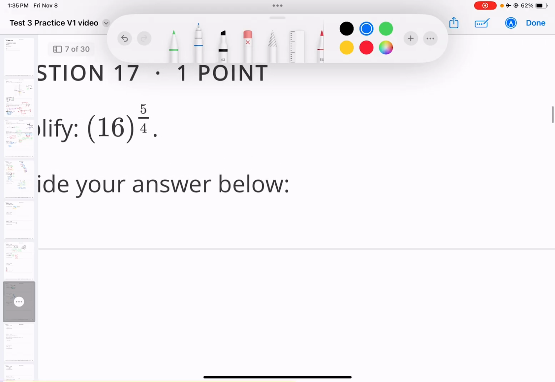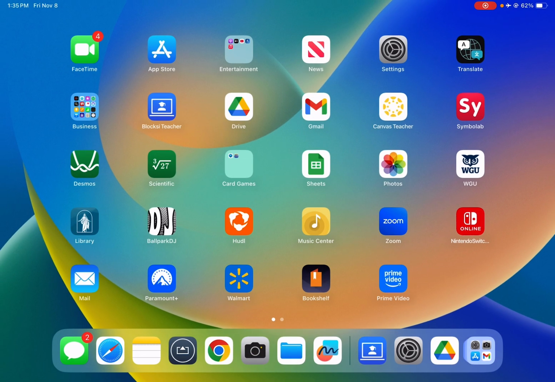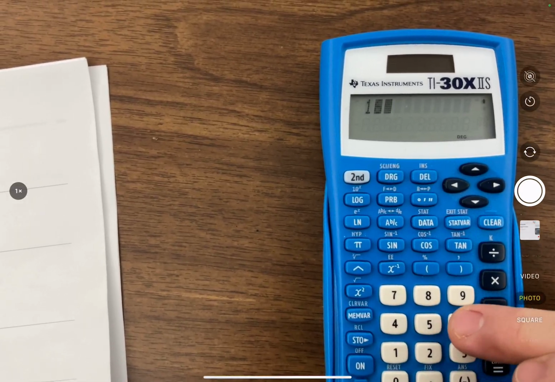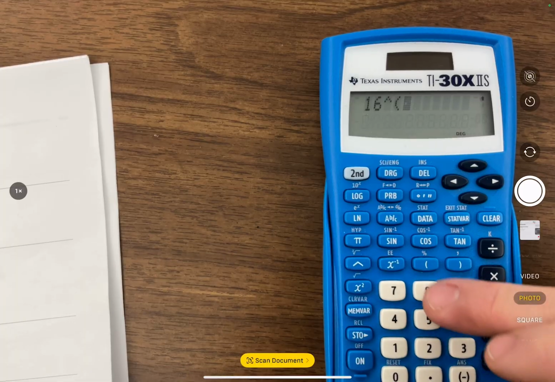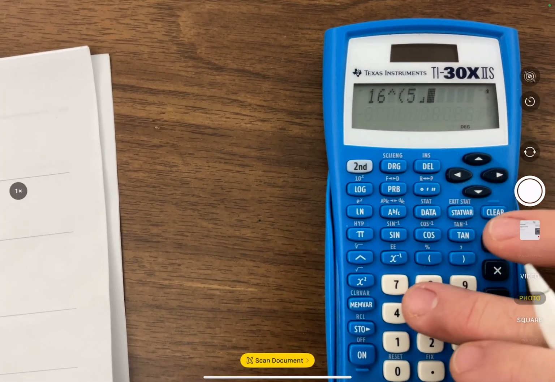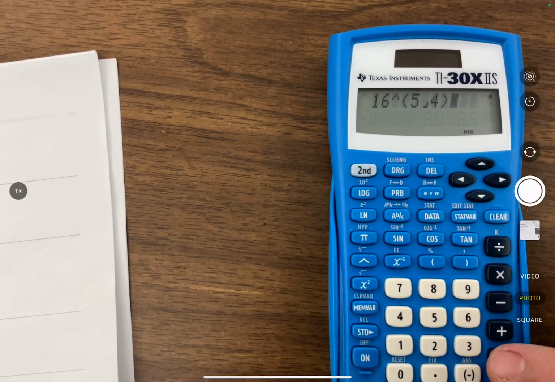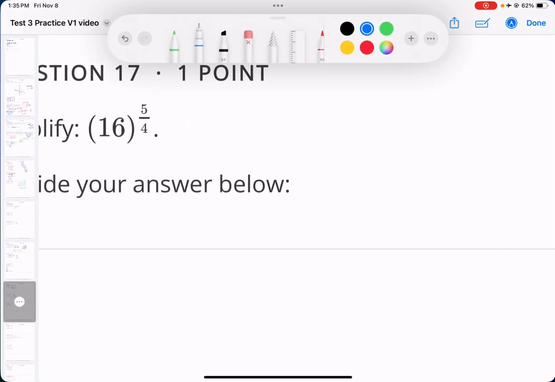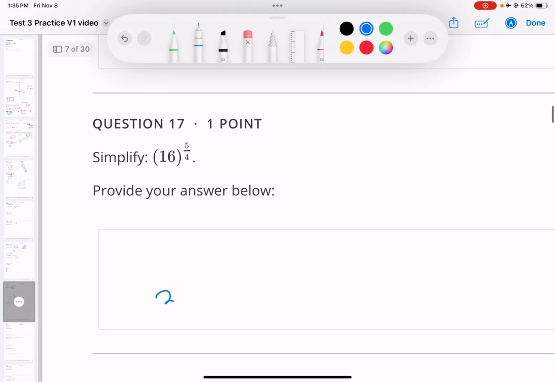All right, let's go to the next one. I would write this as a radical. I mean, you honestly could just put this in your calculator. In fact, let's just do that. So it's 16 to the 5 fourths. I can show you how to do that one as well. We got 16 and then raised, and I would put this in, just put it in parentheses just in case. 32. So the answer is 32.